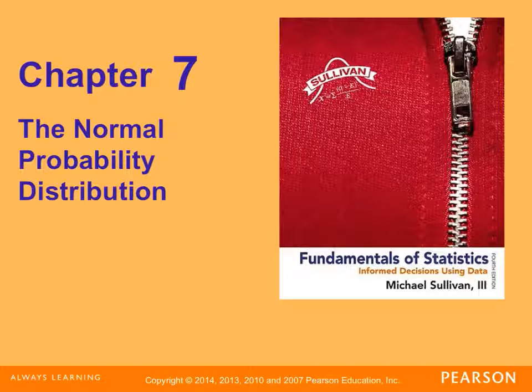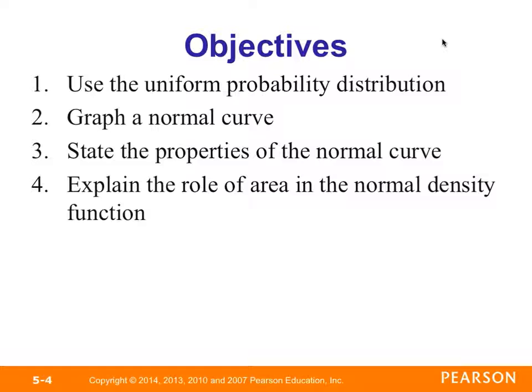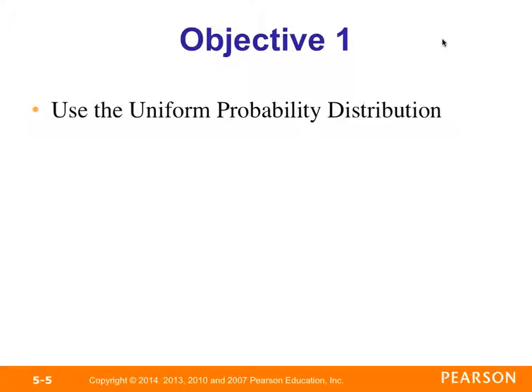All right. So we're going to start with section 7.1, which is the properties of the normal distribution. There are several objectives in this section. The first is to be able to use the uniform probability distribution, then graph a normal curve, state the properties of the normal curve, and explain the role of area in the normal density function. So the first objective, we want to learn how to use the uniform probability distribution.